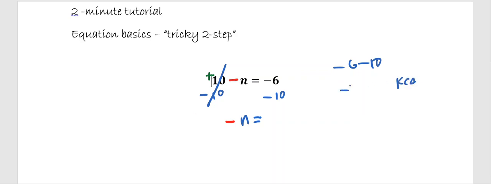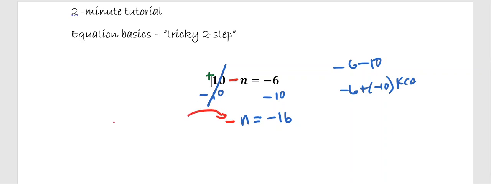because with the little KCO, we recognize that to be negative 6 plus negative 10, and we know that actually turns out to be negative 16. So by helping the 10 to recognize its identity as positive and subtracting the 10 on both sides to make it cancel, we now have negative n is equal to negative 16.